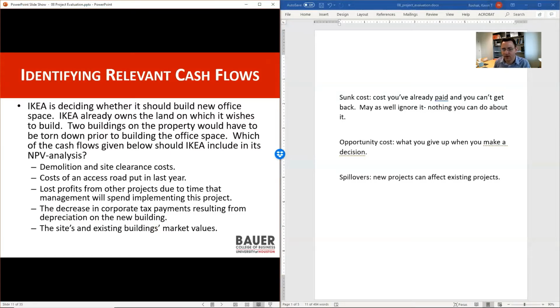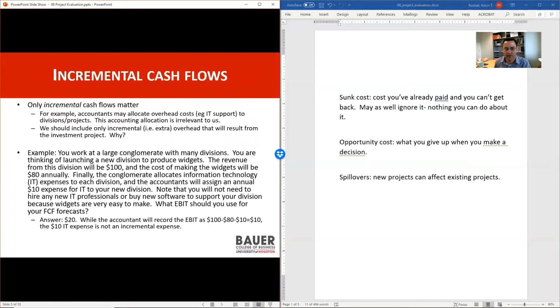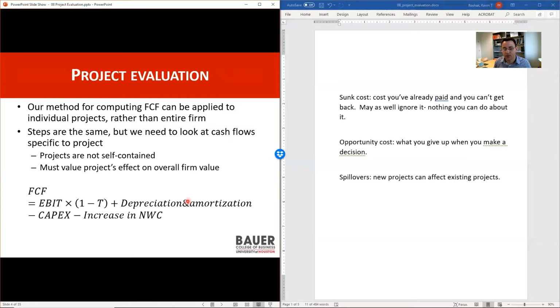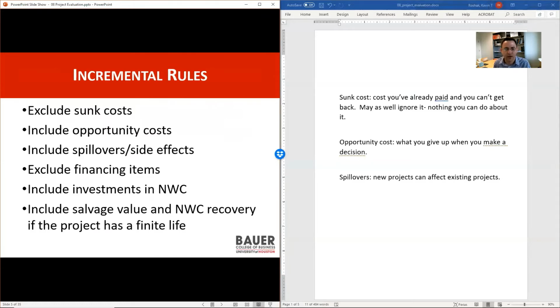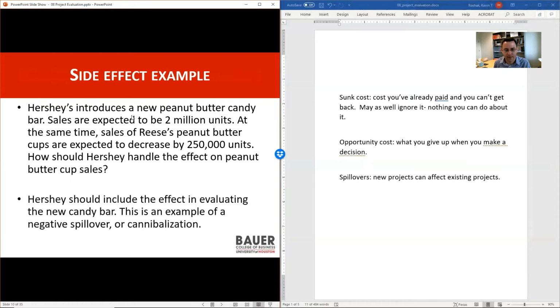Well, yeah, that's relevant. If we go back to free cash flows, obviously we care about depreciation. That's there, and that's in our EBIT, that's in this free cash flow formula. So we've always cared about that. We're going to continue caring about that with this IKEA example.